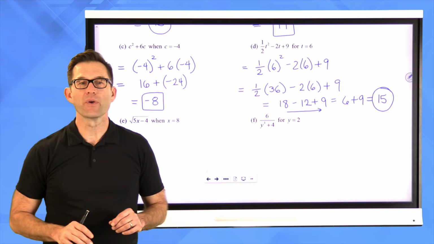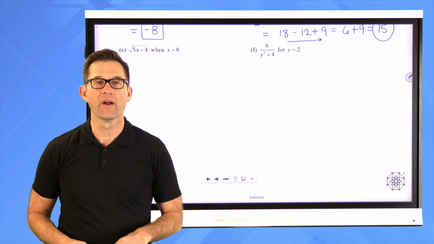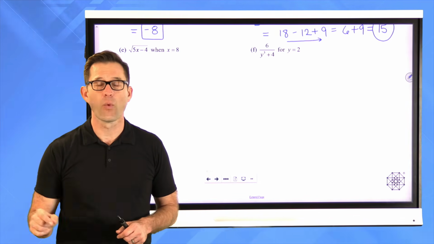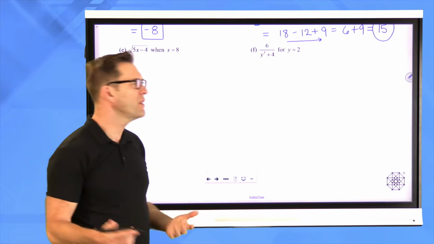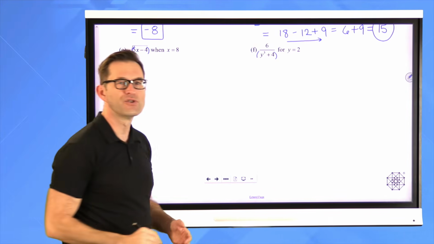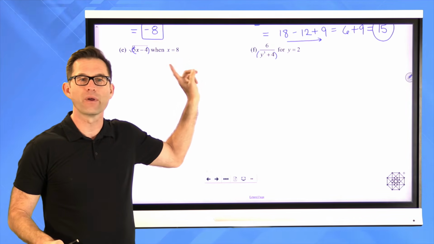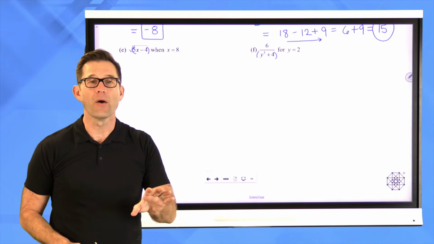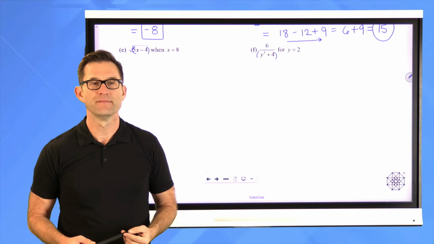We've got one more row to go on these evaluations, so let's take a look at letter E and letter F. All right, letter E, we've got the square root of 5x minus 4. And again, keep in mind, things like square roots and denominators of fractions, you can really think of these as having parentheses around them. They're just sort of naturally grouped. So I want to figure out what that 5x minus 4 is when x is equal to 8, and then I want to take the square root of it. So pause the video now and see if you can actually do both letter E and letter F. See what you can do on those.